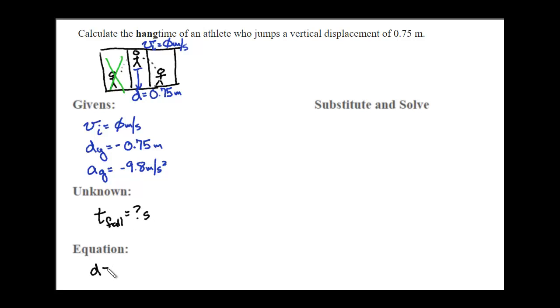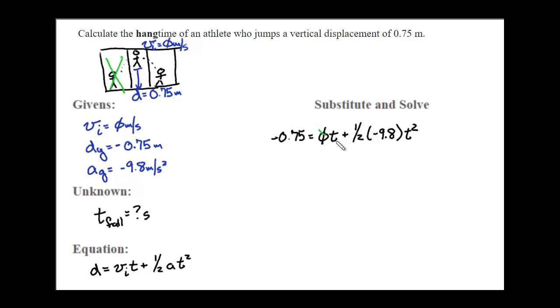So I know that displacement equals velocity initial times time plus 1/2 acceleration times time squared. Okay, so I know that displacement is negative 0.75, which equals, and velocity initial is 0, times I don't know what time is, plus 1/2 negative 9.8 times time squared.